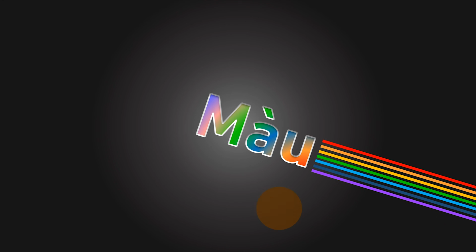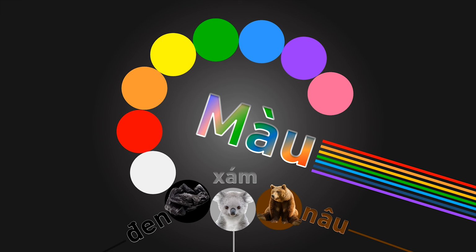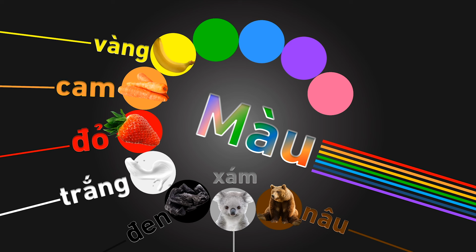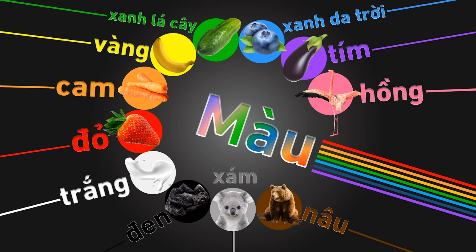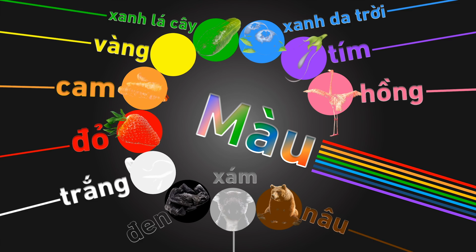Now let's review the 11 colors we have been talking of. Màu nâu, xám, đen, trắng, đỏ, cam, vàng, xanh lá cây, xanh da trời, tím, hồng.